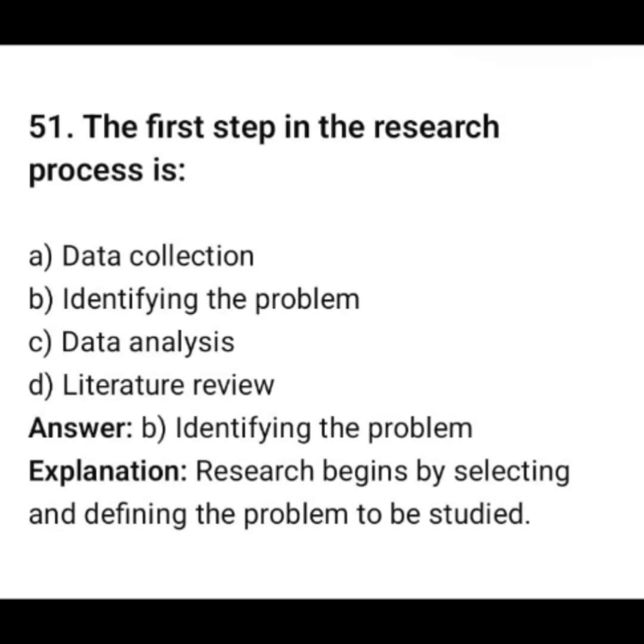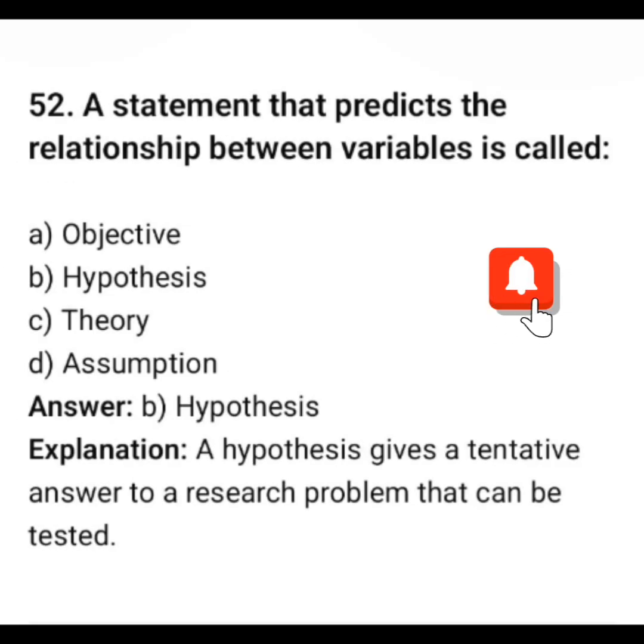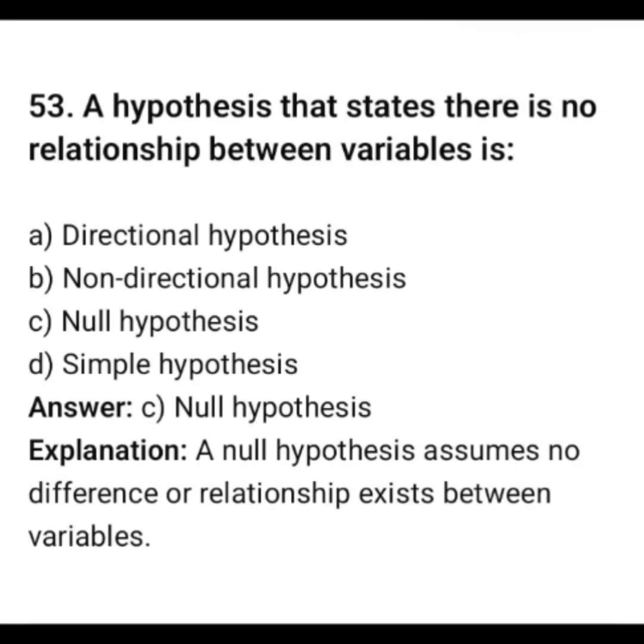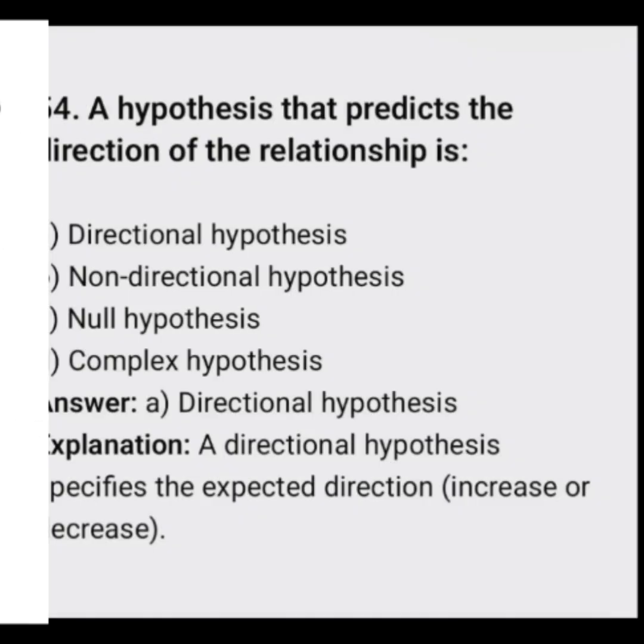The first step in the research process is: data collection, identify the problem, data analysis, literature review. The correct answer is option B, identifying the problem. Research begins by selecting and defining the problem to be studied. A statement that predicts the relation between variables is called: objective, hypothesis, theory, assumption. The correct answer is option B, hypothesis. A hypothesis gives a tentative answer to a research problem that can be tested. A hypothesis that states there is no relation between variables is: directional hypothesis, non-directional hypothesis, null hypothesis, simple hypothesis. The correct answer is option C, null hypothesis. A null hypothesis assumes no difference or relationship exists between variables.